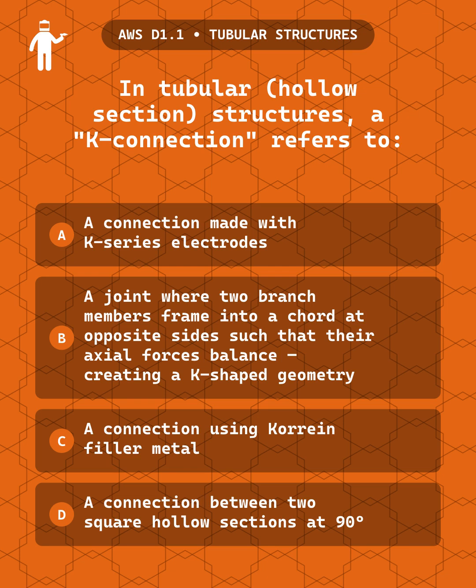Question 2. In tubular hollow section structures, a K connection refers to what? Is it A, a connection made with K-series electrodes, B, a joint where two branch members frame into a chord at opposite sides so their axial forces balance, creating a K-shaped geometry, C, a connection using chorine filler metal, or D, a connection between two square hollow sections at 90 degrees?